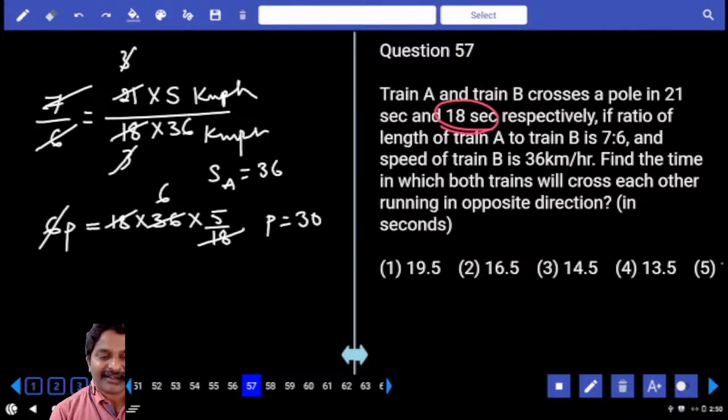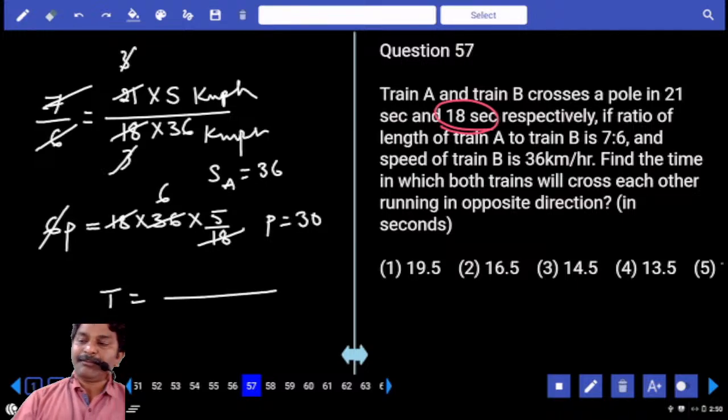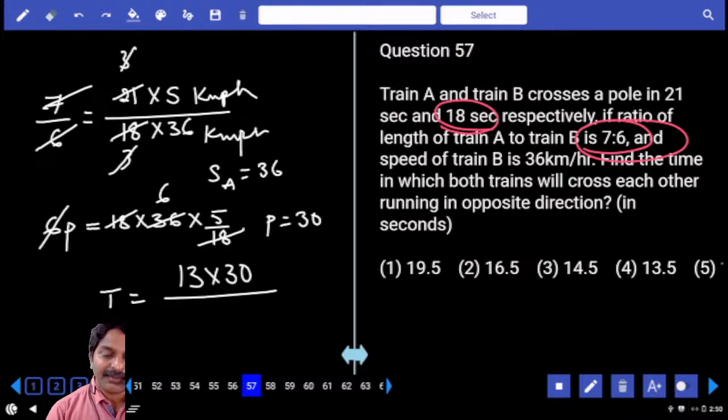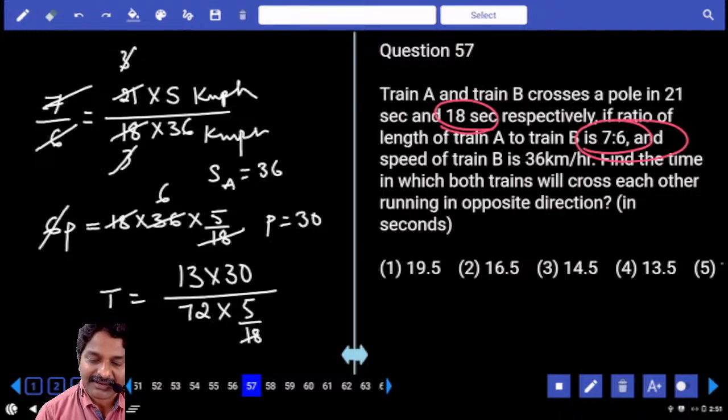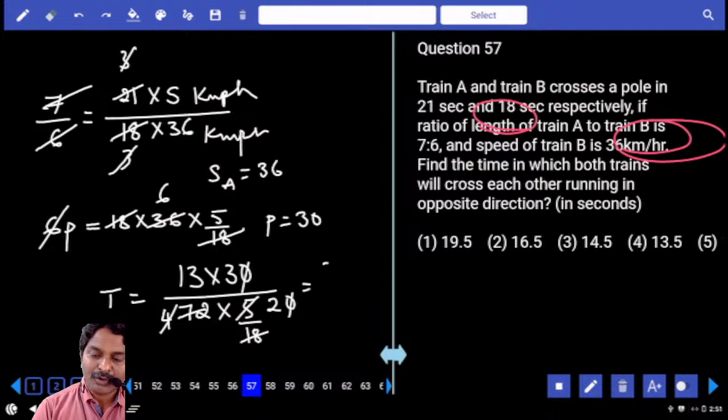If a train crosses another train, distance covered is equal to train length 1 plus train length 2, which is equal to 13 parts, 13 into 30. And both are moving in opposite direction, relative speed S1 plus S2, 36, 36, 72. Kilometer per hour converted into meter per second, 5 by 18. 18, 4 times. 4 into 5, 20. 0, 0 gets cancelled. Numerator 39 by 2. Answer 19.5 seconds. Followed?